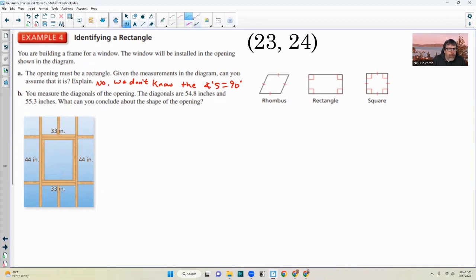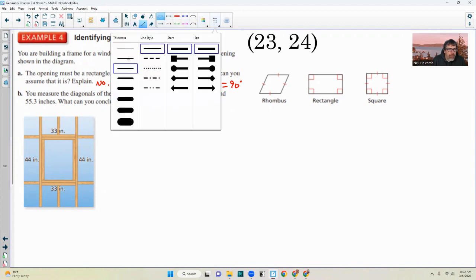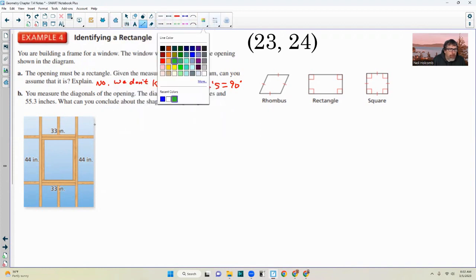Okay, all right, so let me get rid of all that mess. All right, and now let's go on to the next part. B, you measure the diagonals of the opening. So if I draw a diagonal, and let's make it a little bit thinner than that, and how about green?